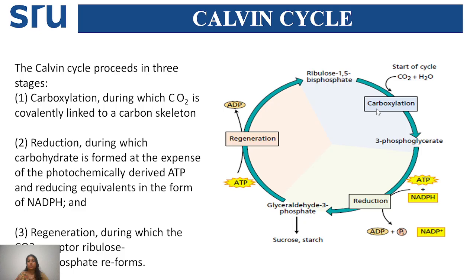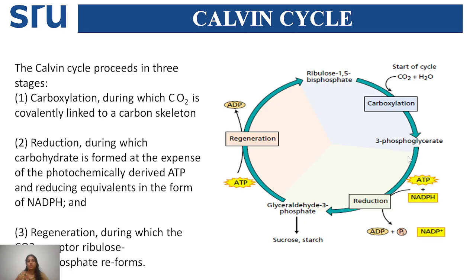So it will split. After splitting, it will produce 3-phosphoglycerate. This 3-phosphoglycerate is a 3 carbon compound: 5 carbon plus 1 carbon makes 6 carbon, and once it splits, after carboxylation it produces 2 molecules of 3 carbon compound, that is known as 3-phosphoglycerate.